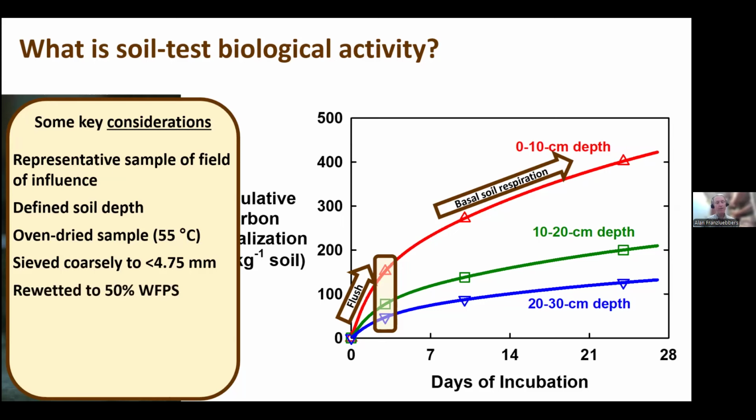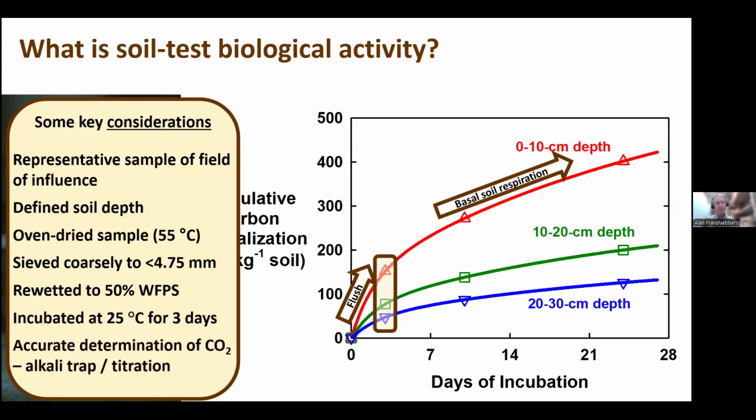So we re-wet to 50% water-filled pore space. Currently we do that by having a standard scoop size, determining the mass, and from that we can calculate how much water to add. We incubate at 25 degrees Celsius, or 77 degrees Fahrenheit, for 3 days, and then we determine the amount of CO2 through an alkali trap. We put in some barium chloride to separate that out, and then we titrate the remaining alkali with an acid. That's the way that's determined.